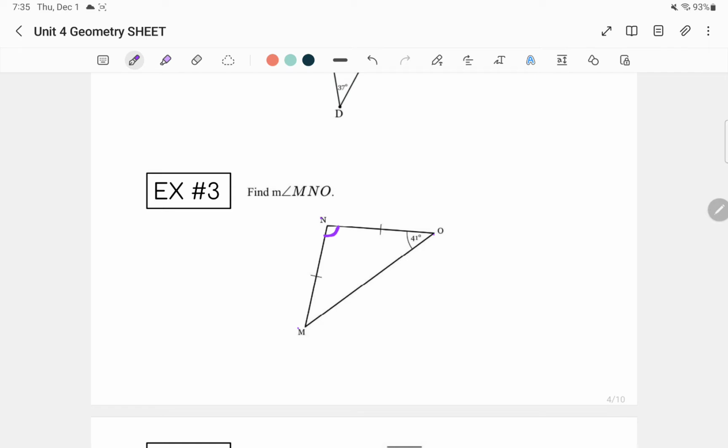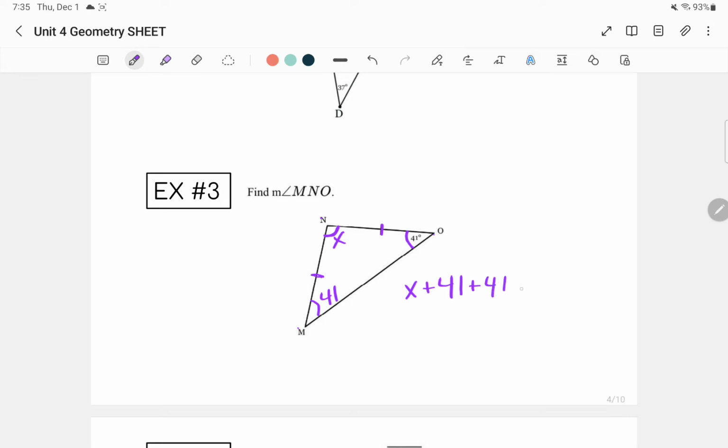So I have to keep on labeling, though, because I have two blank angles. What can I fill in? If I know that these are congruent right here, so these sides are the legs, that means my base angles have to be this one and this one, right? So that means this angle has to be 41, right? So since I know these are 41 and I don't know what this one is, and I know that all three angles add up to 180, I can write my equation.